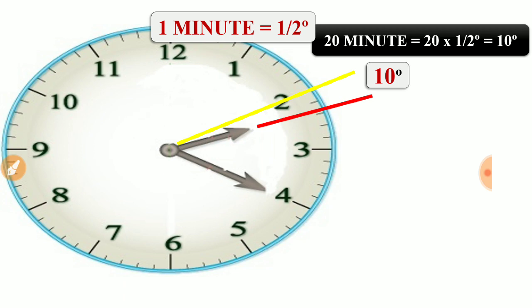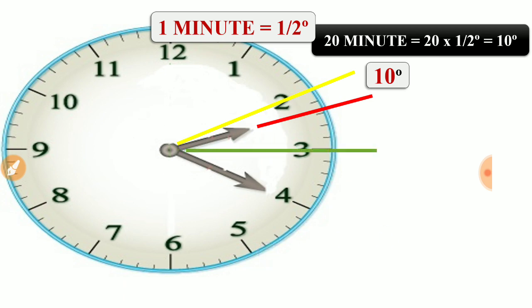So what is that gap? That gap is a result of 20 minutes. We know that 1 minute is half degree, so 20 minutes is 20 into half degree. So 20 into half degree is 10 degree. That means the gap between the yellow line and the red line is clearly 10 degree. Okay, so that is very clear.